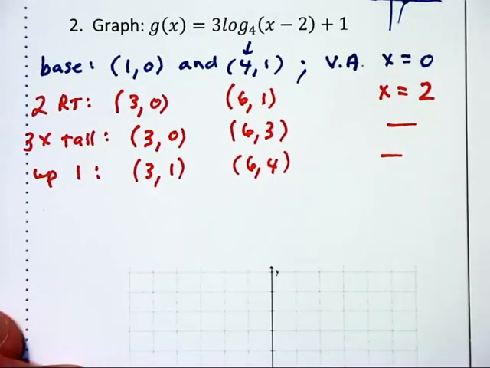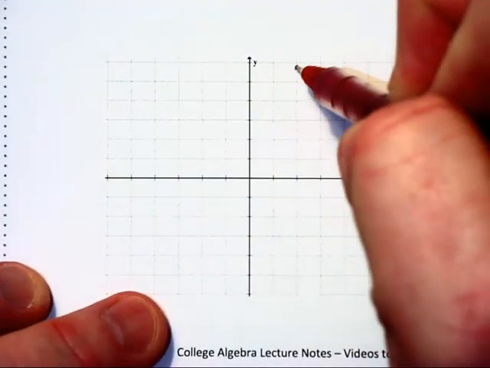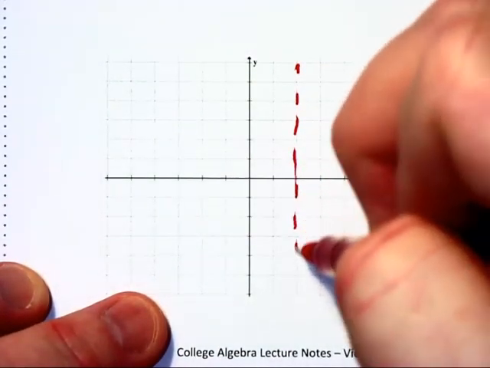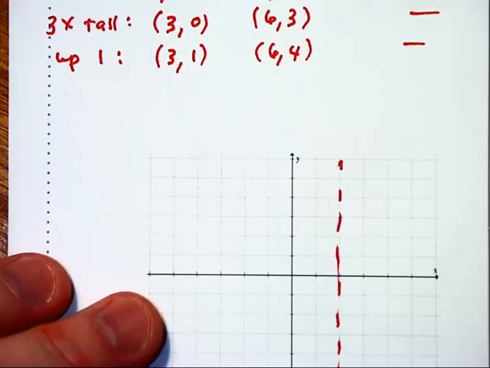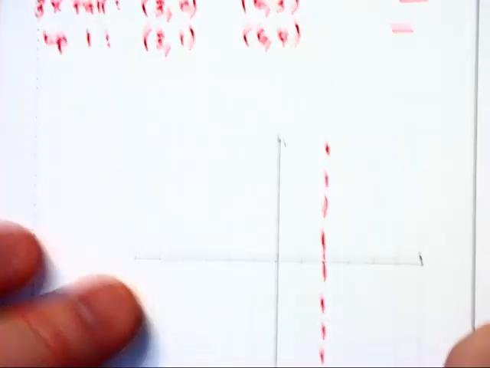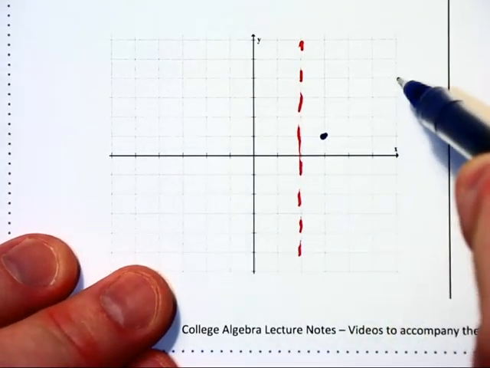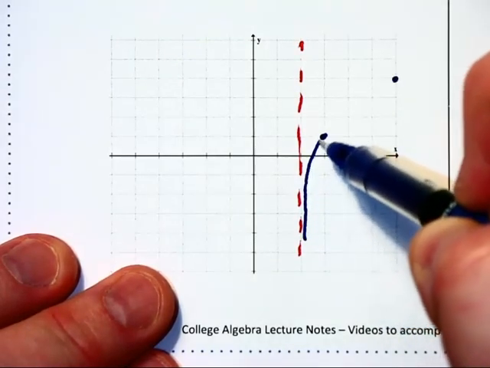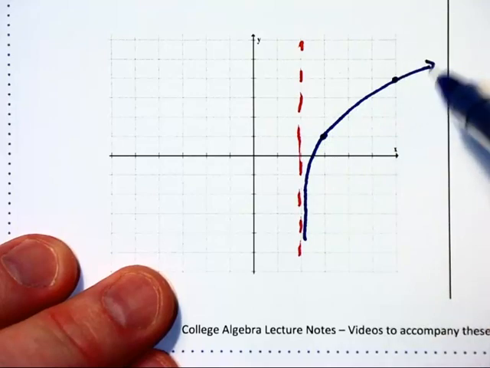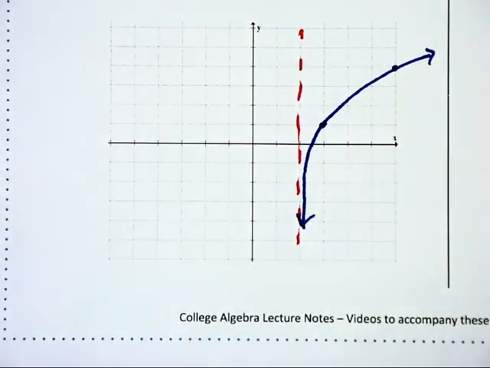So let's start with that vertical asymptote at x equals 2. Let's graph that in. We're going to have a graph that goes through the points 3, 1, and 6, 4. So here we go. 3, 1, and 6, 4 are right there and there. And we can draw in our graph as best as we can here. And notice that it has the shape of a logarithmic graph.